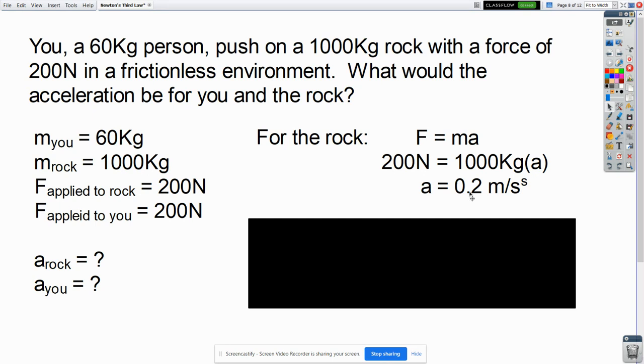Very small acceleration. Again, a newton is a kilogram meter per second squared. When I divide it by kilograms, that cancels the kilograms out, and we end up with meters per second squared. That's the rock's acceleration.